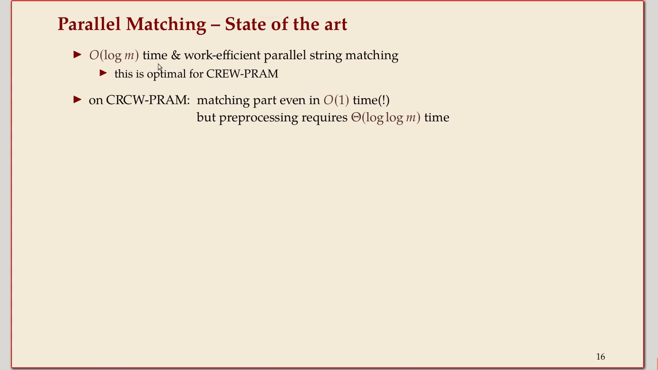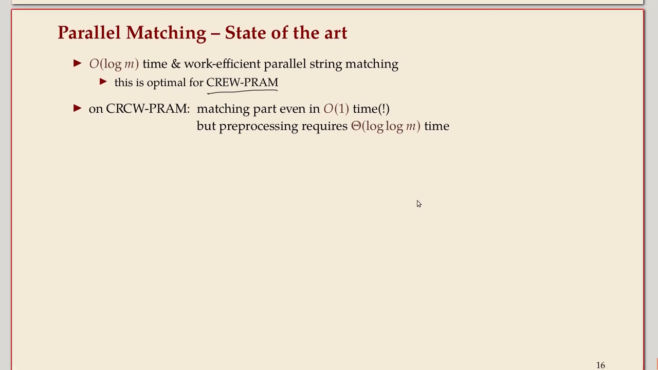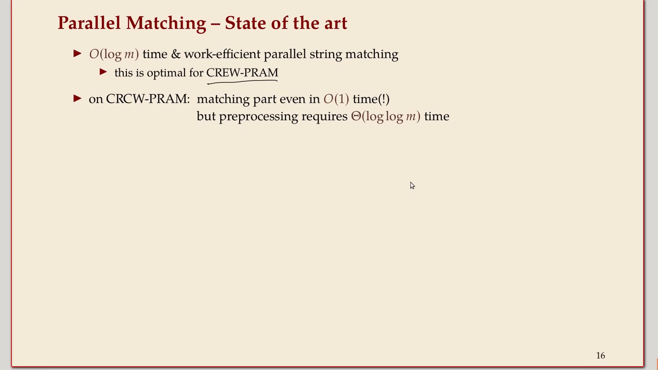It turns out this order log m is the best you can do. You can prove that this is the best parallel time on our standard PRAM, the concurrent read exclusive write model. So you can't really speed up the method I've shown you by much. You just have to work on the pre-processing. But the matching part we already got optimal in this sense.